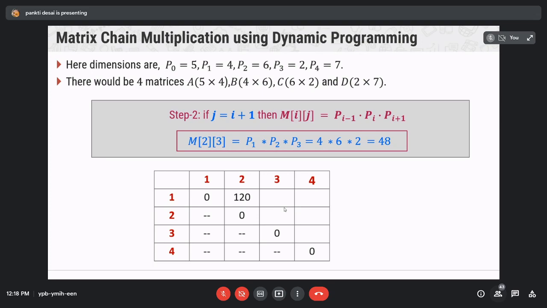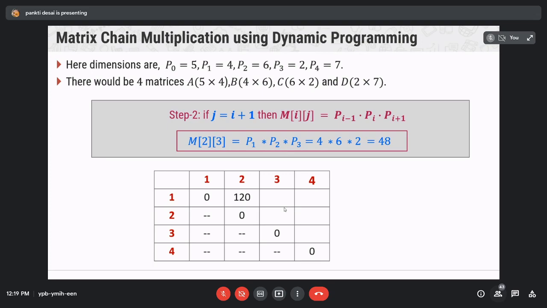For M23, the value of i is equal to 2 and the value of j is equal to i plus 1, that is 2 plus 1, which is equal to 3, right? In the same way, put the value of P(i-1), so that is P2 minus 1, P1 multiplied with P2 multiplied with P(i+1), that is P3, right? So 4 into 6 into 2, that is 48.